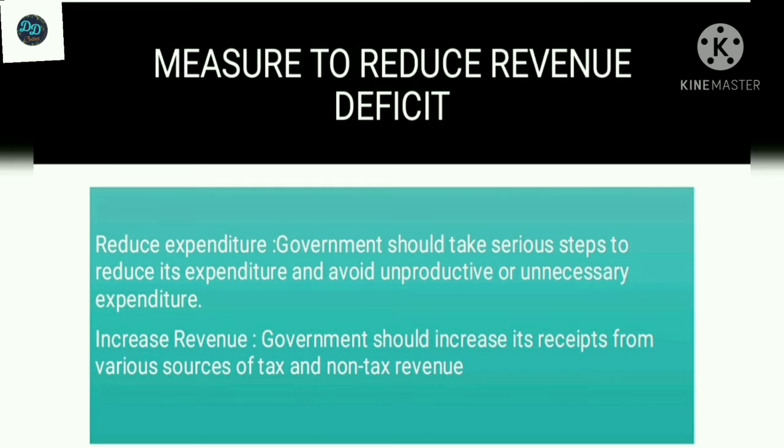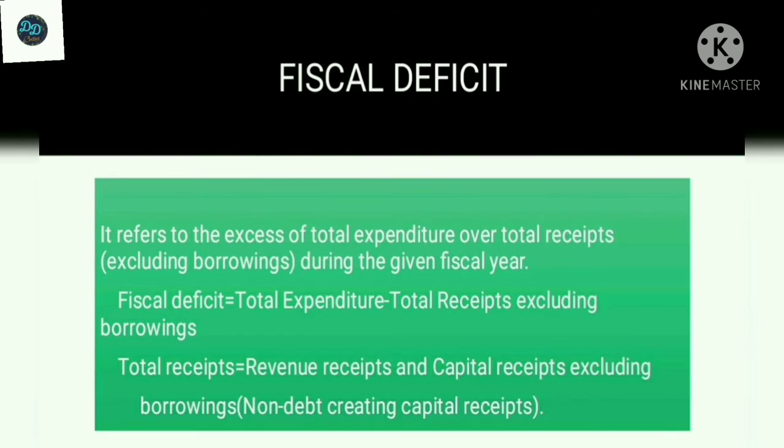The next topic is fiscal deficit. Fiscal deficit presents a more comprehensive view of budgetary imbalances. It is widely used as a budgetary tool for explaining and understanding the budgetary developments in India. So the definition of fiscal deficit is, it refers to the excess of total expenditure over the total receipt, excluding the borrowing during the given fiscal year. So fiscal deficit equals total expenditure minus total receipt, excluding borrowing. Here the total receipt equals the revenue receipt and the capital receipt. Here the capital receipt excludes borrowings, that is, non-debt creating capital receipt.